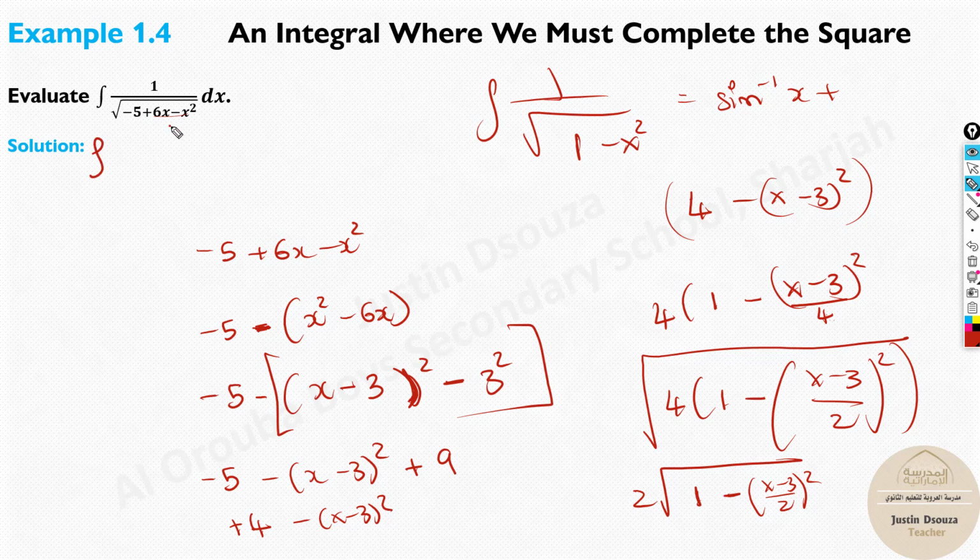So now I can write this as 1 by this 2. Since it's outside the square root, I can write it away over here, 1 by 2 also. I'll just write it over here. And what is remaining? It's 1 minus (x minus 3 by 2) the whole square dx. So these two terms are the same thing. The question is rearranged and written like this.